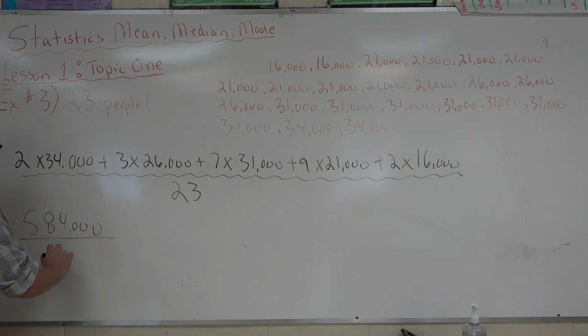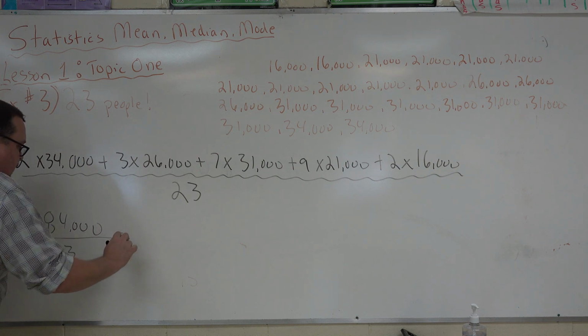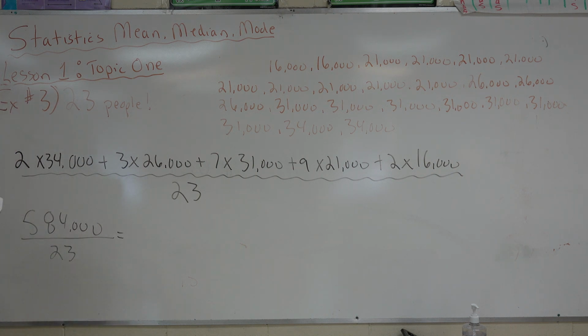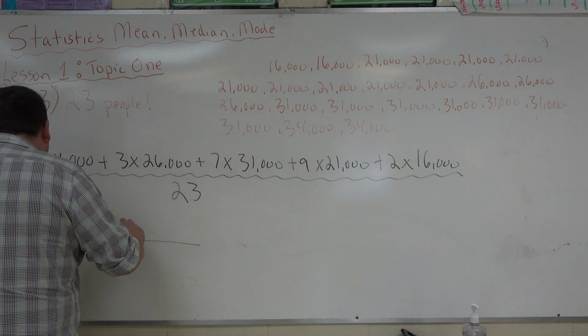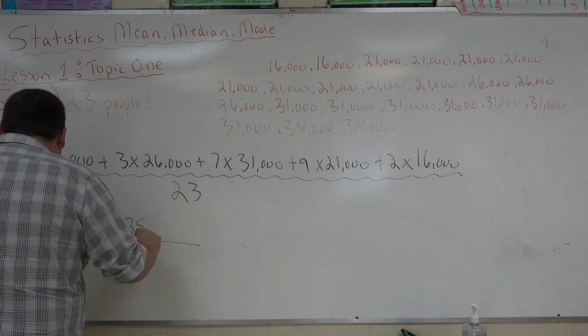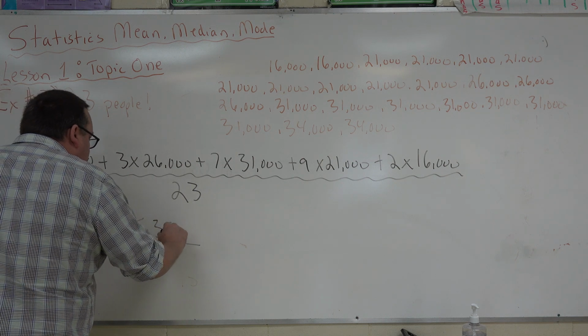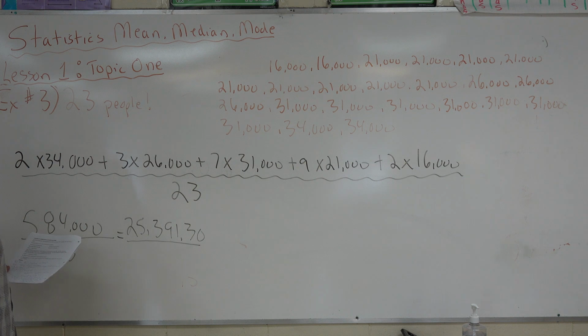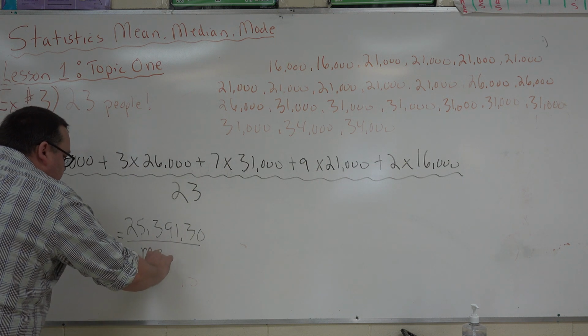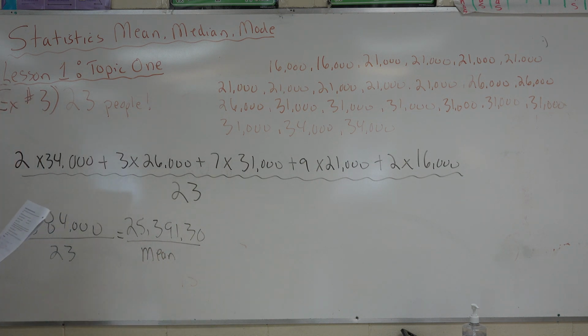We divide that by 23. This will give you the mean salary, the average salary, which is 25,391.30. This is your mean. There was a third person, that one individual said, hey, I disagree with both of you for saying it was 21,000 or 26. And this person is correct. That is the mean salary.